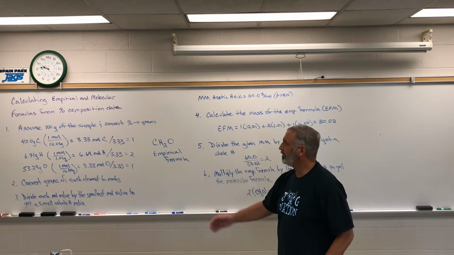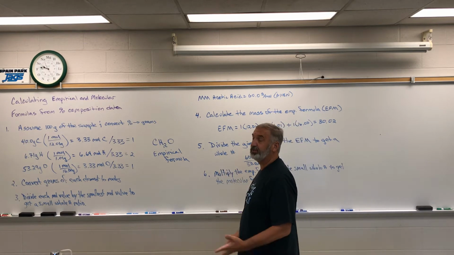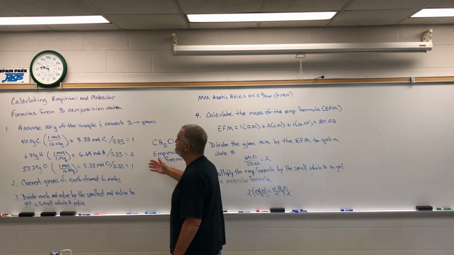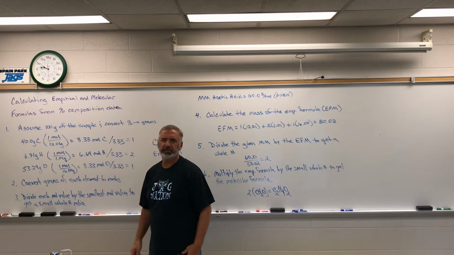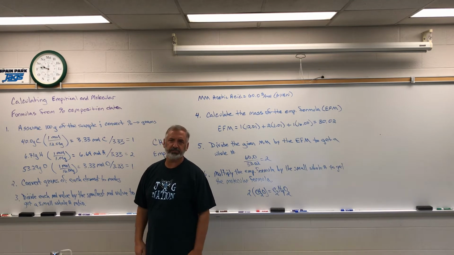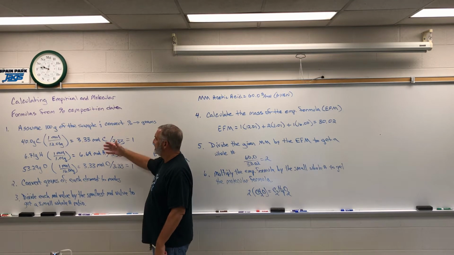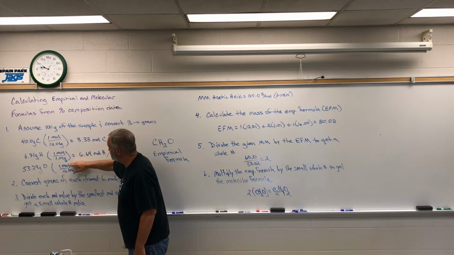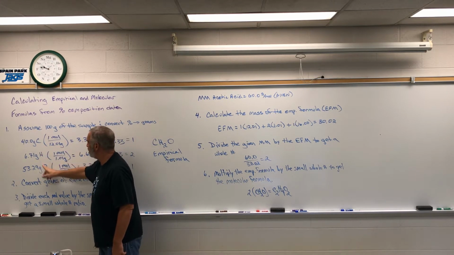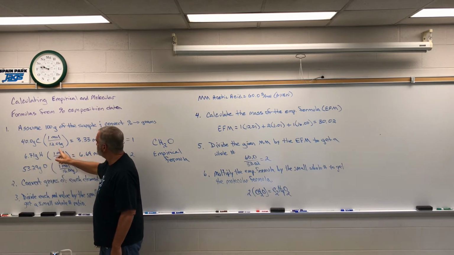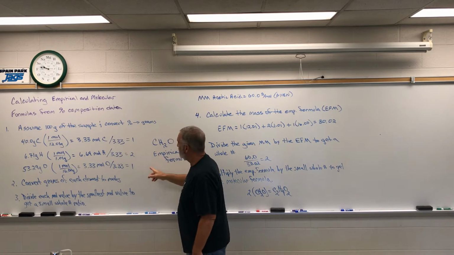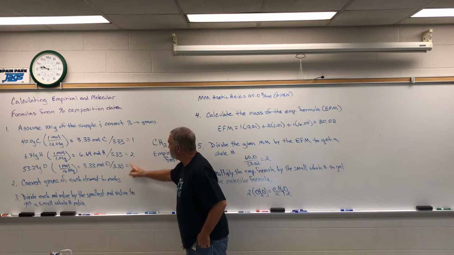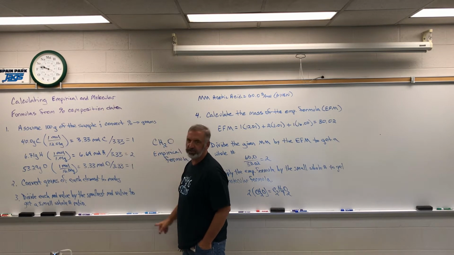Now, on the board from last week, we have the steps for calculating the empirical formula of a compound from percent composition. You take the percent and change it to grams, as in the worksheet that we had. Then change grams to moles for each element, and divide by the smallest to get a whole number ratio.